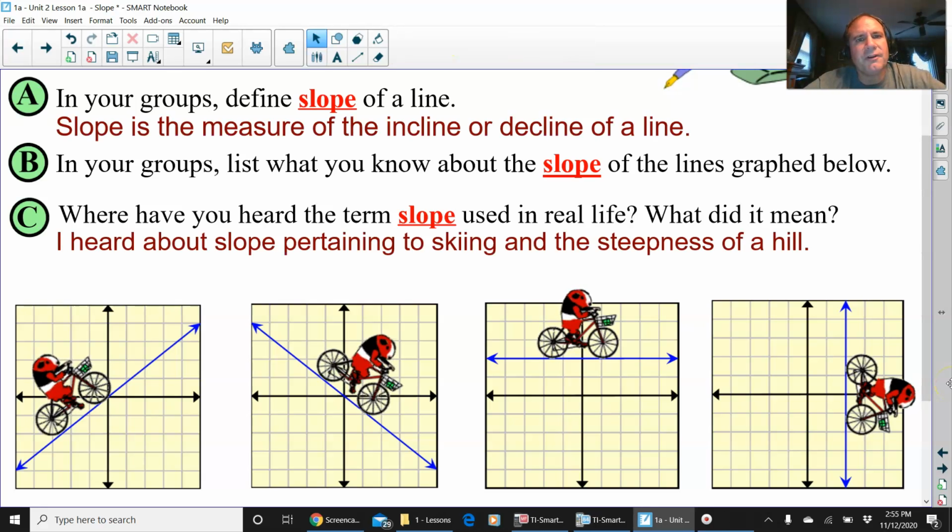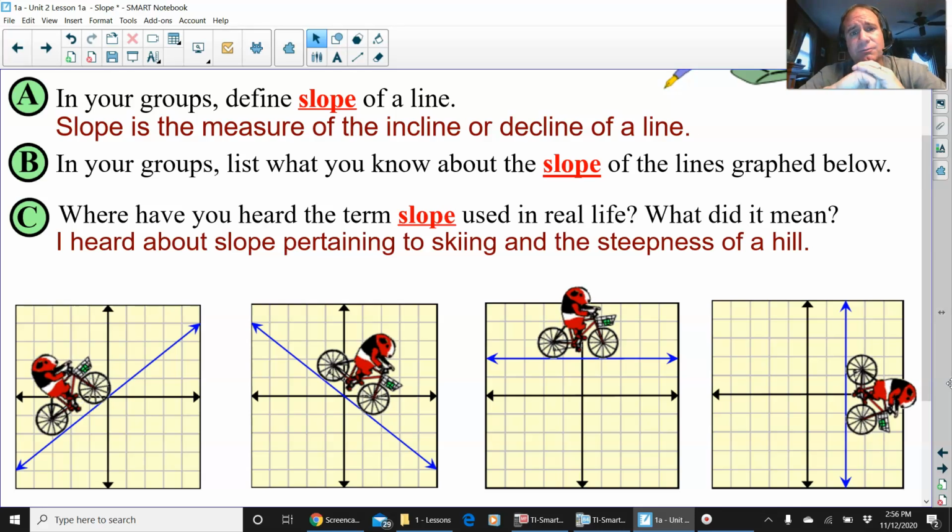So, in your groups, define the slope of a line. Slope is the measure of the incline or decline of a line. All right, so the steeper the line, the greater the slope, and the further that number is away from 0. Lines could have an incline going up or decline going down, and we'll review that.